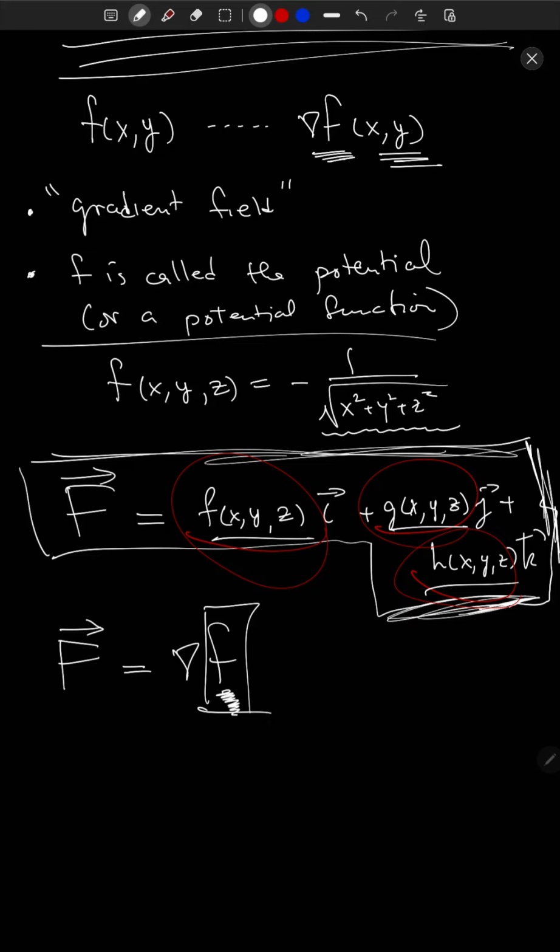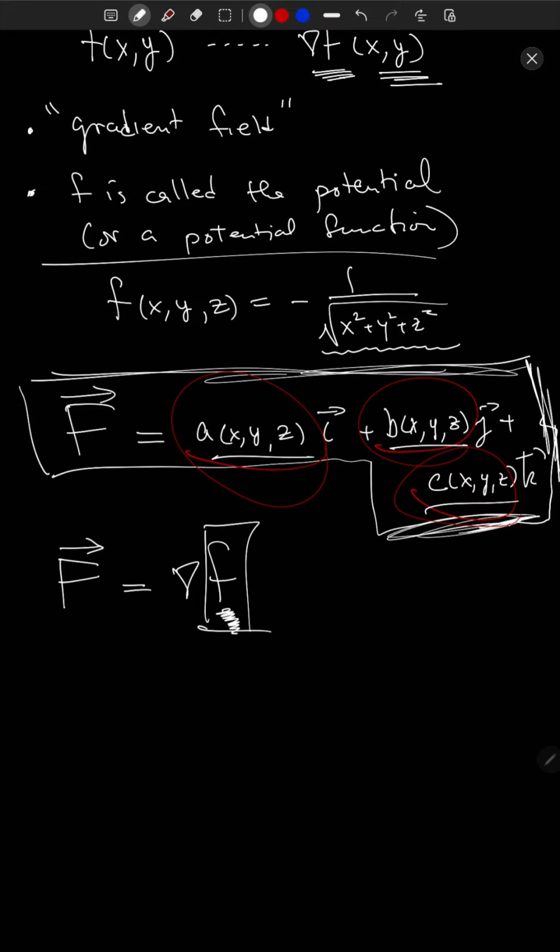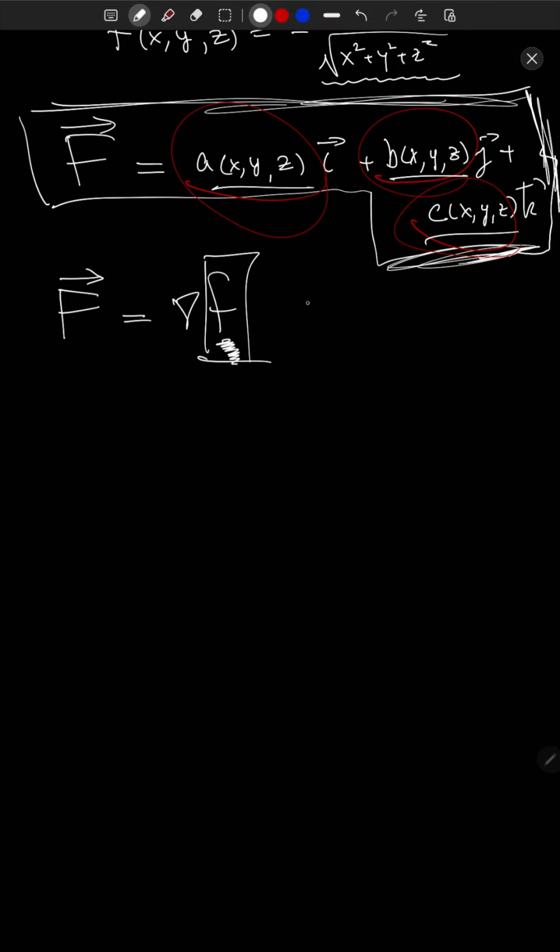All right. It bothers me a little bit that I used f here and f up there. So I'm going to call this A, B, and C instead. Okay, so let me just say this is three functions, right? So difficult, right? But again, if you're a potential, if you're a gradient vector field, this is only one function, right? So you only need to understand little f in order to understand capital F.